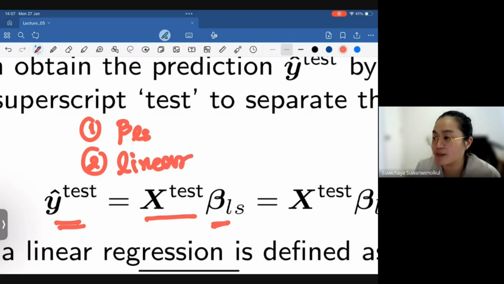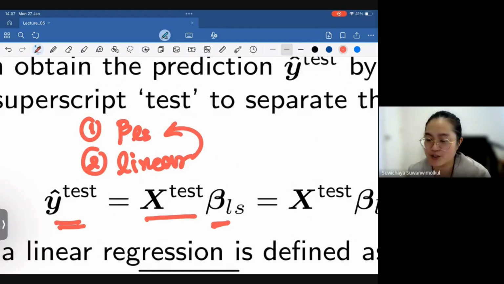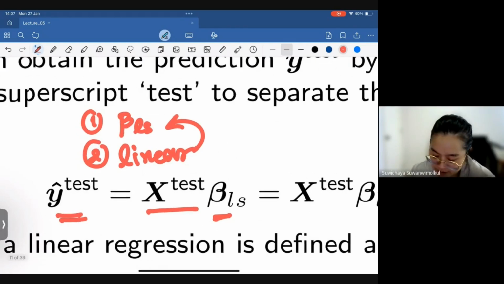This may sound redundant because when we solve for beta, we already have this linear assumption anyway. But this is like a whole entire circle of what it looks like when we assume linear and when we apply it.